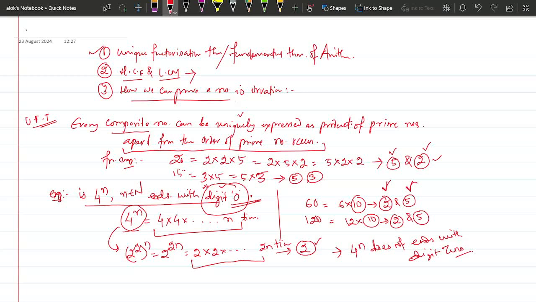Similarly, here we stated that 20 cannot be expressed as a product of primes without using 2 and 5. The only way to express 20 as a product of prime numbers is using 5 and 2, and there is no other way to express 20. This is all about the unique factorization theorem.